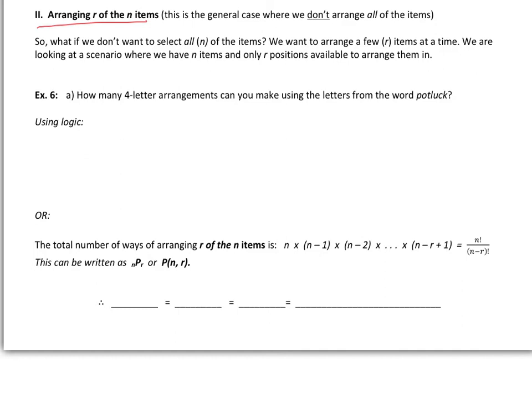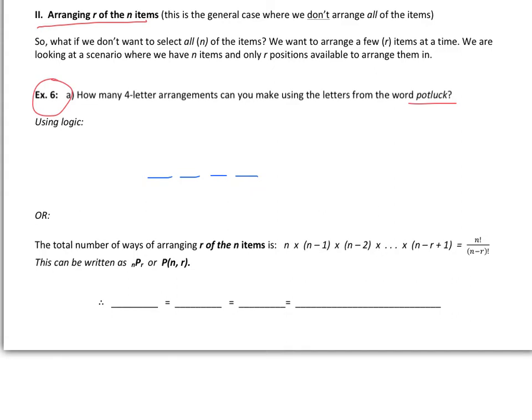Now we're going to take a look at example 6. How many 4-letter arrangements can you make using the letters from the word potluck? First, we're going to attempt this question using logic. So I have 1, 2, 3, 4, 5, 6, 7 letters in the word potluck, and I have 1, 2, 3, 4-letter arrangements that I'm concerned about.